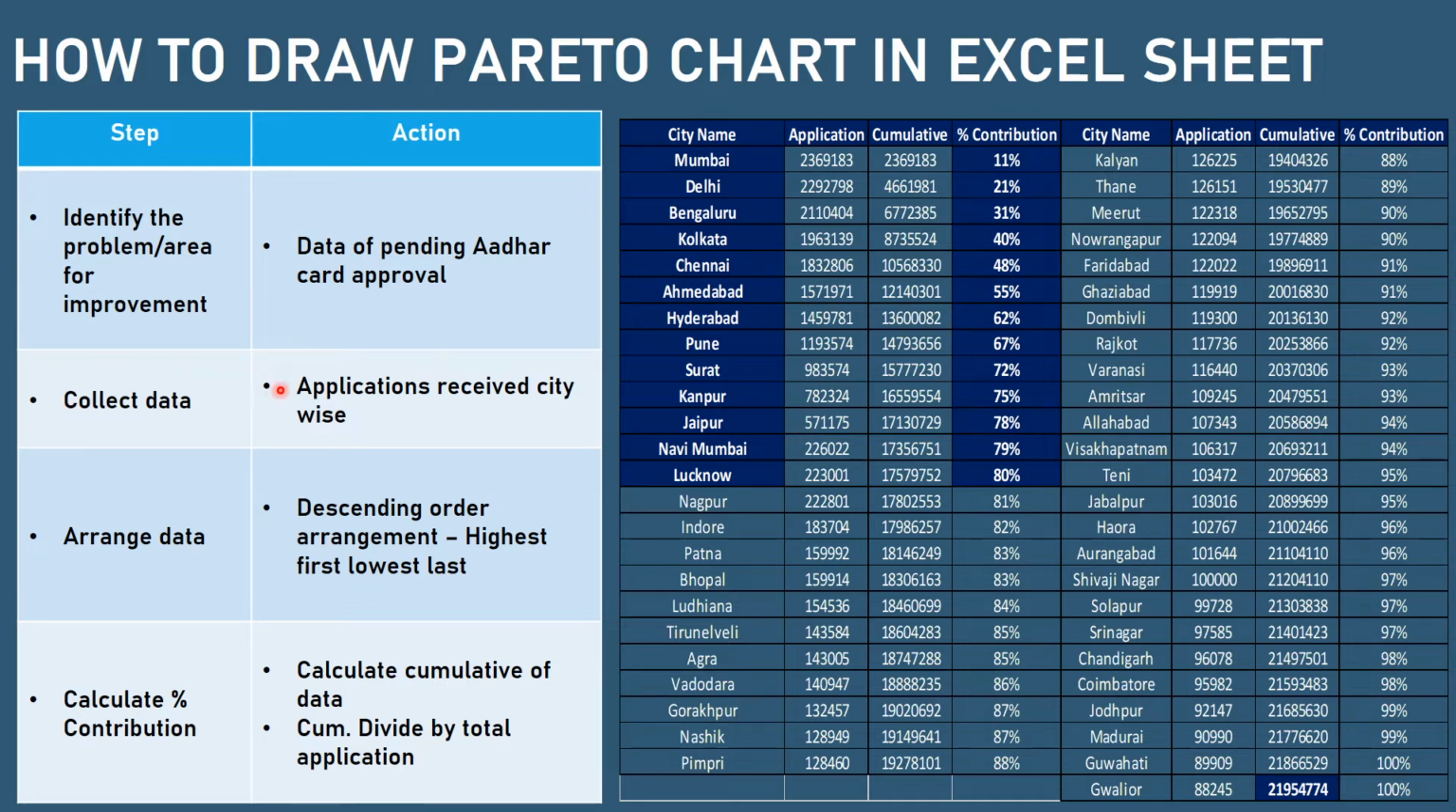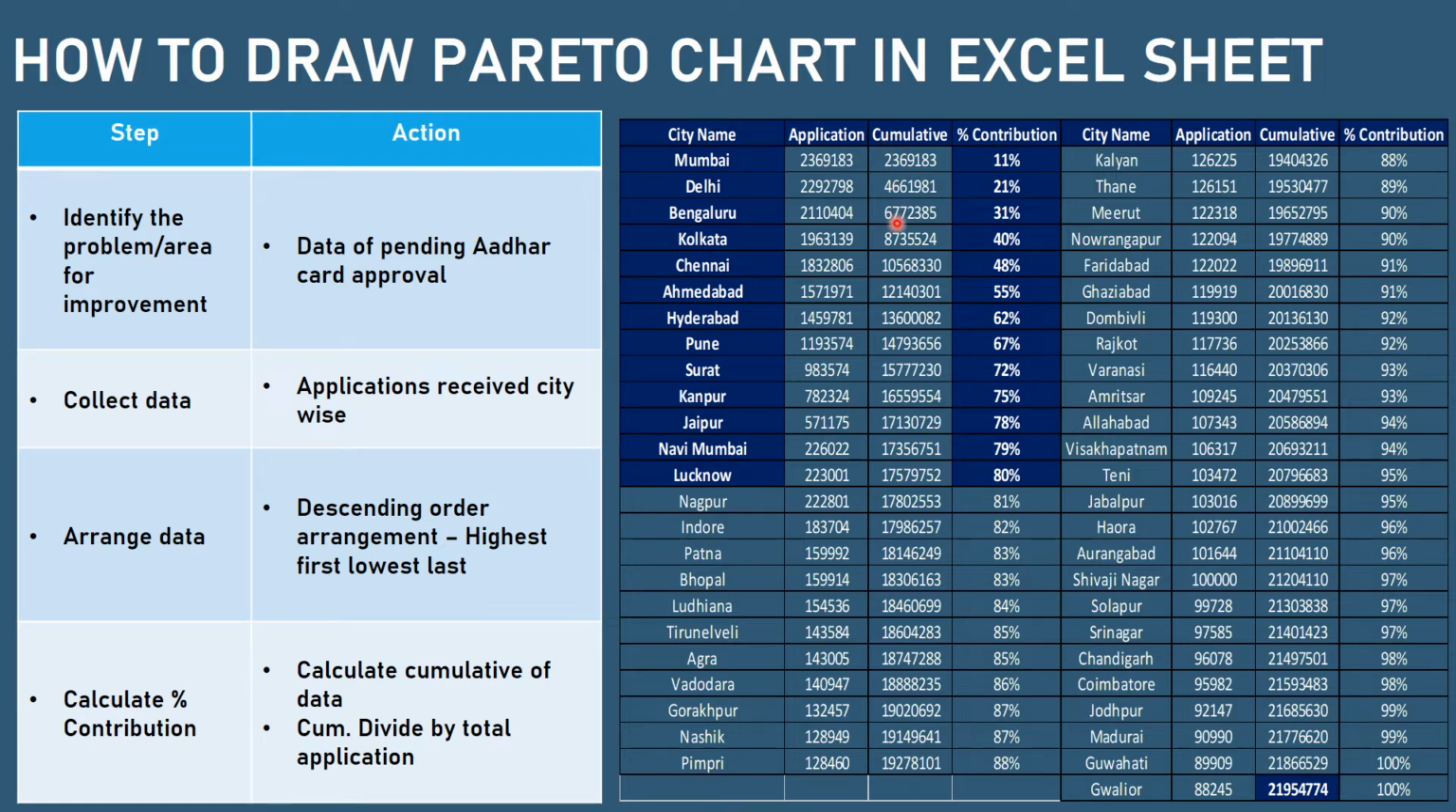What we want to do is collect the data: applications received city wise is the base data for drawing the Pareto chart. We have to arrange the data in descending order, highest to lowest, with the highest at the top and the lowest at the bottom. Next we want to calculate the percentage contribution city wise. This is the ordinal data we saw in the earlier slide, city-wise categorical data, and we made it in order.